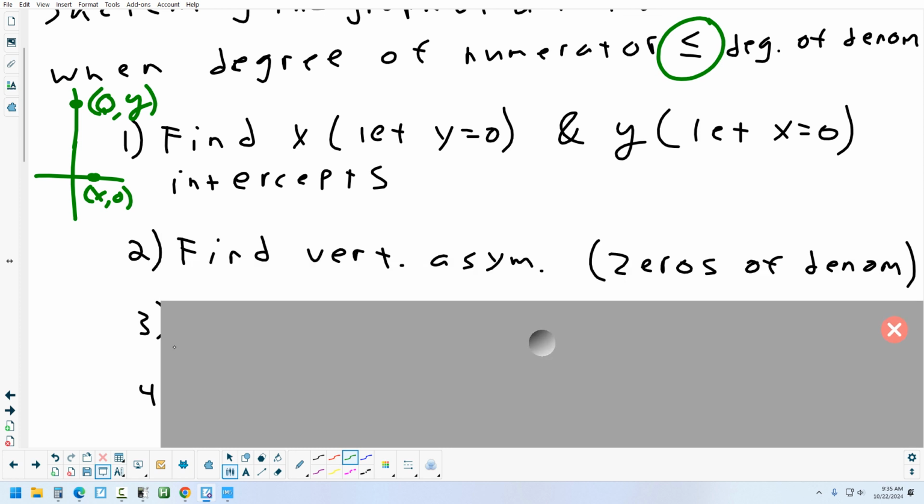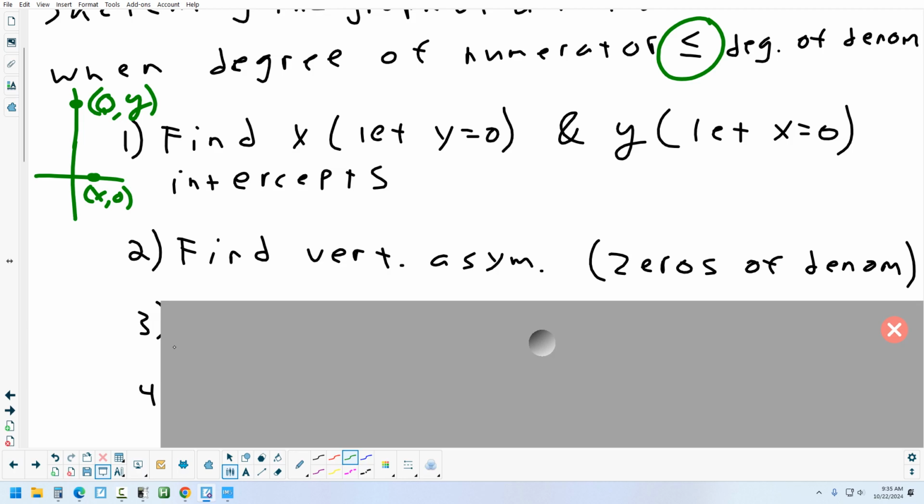Okay, another thing that we want to try to find. We want to try to find the vertical asymptotes. Okay, and that's what we practiced yesterday. So that's where the denominator is equal to 0, as long as there's no common factors.